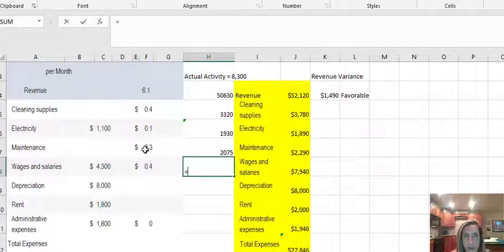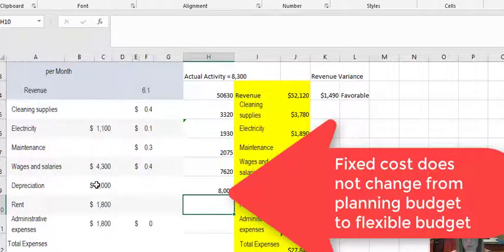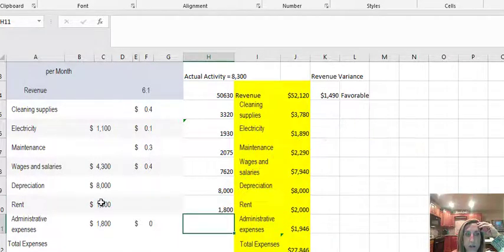But your wages and salary work similar to the electricity. You need to multiply the variable cost, the per unit, 40 cents, by the actual cars washed, and add in the fixed component. The depreciation doesn't change from the planning budget to the flexible budget. We are working on calculating the flexible budget. The rent fixed cost doesn't change either.